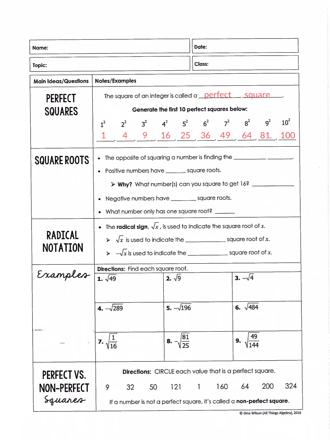So remember, when you're taking the square, when you're squaring a number, you're multiplying it by itself. Now let's look at square roots. The square root is the opposite of squaring a number. That is called the square root. Positive numbers have 2 square roots.